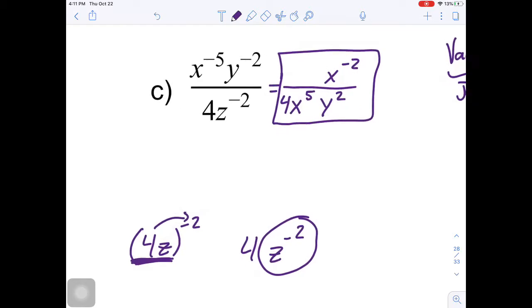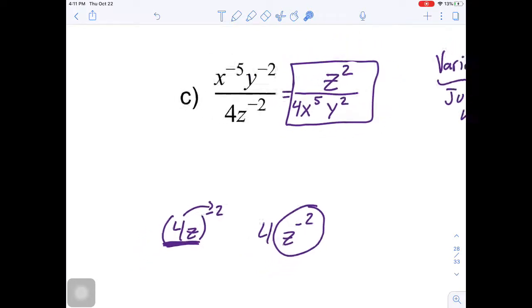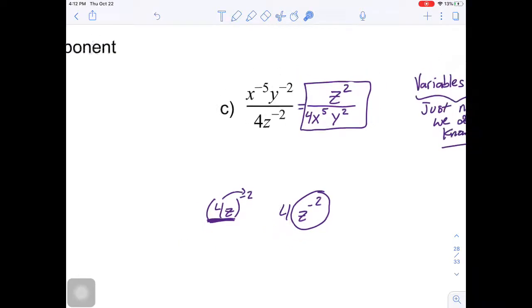Okay, actually, sorry, that should have been my z to the power of -2 becoming z to the power of +2. Okay, and there is my solution. As we can see, all of my exponents are now positive.